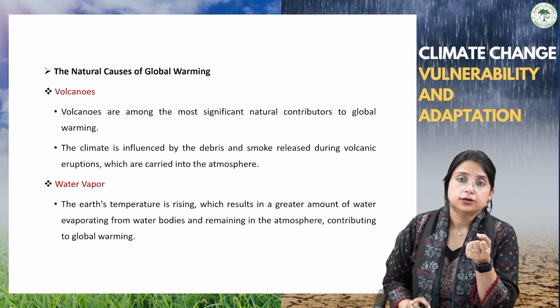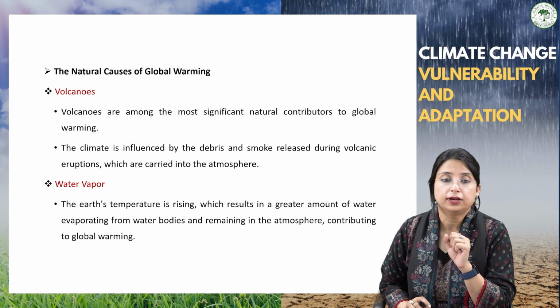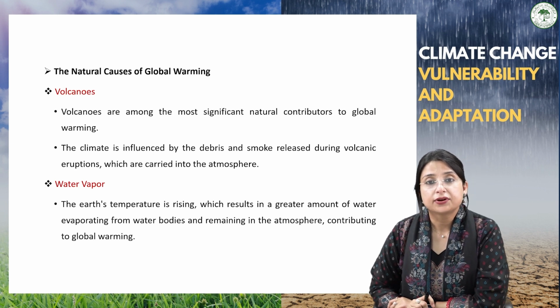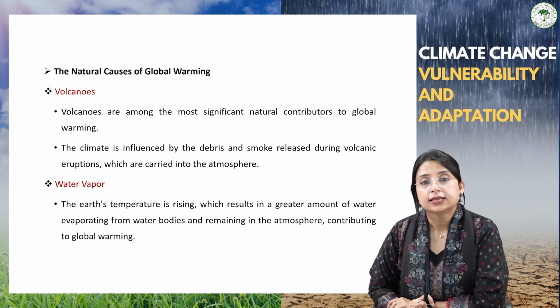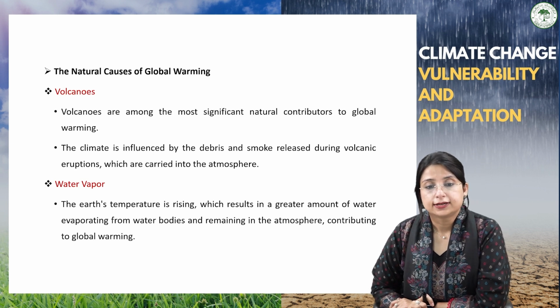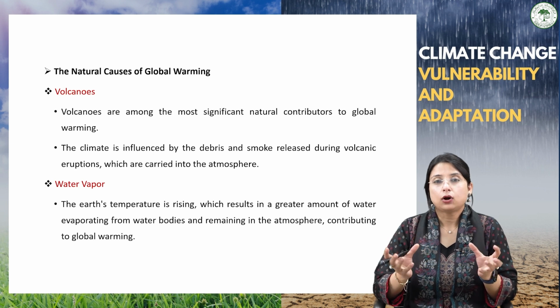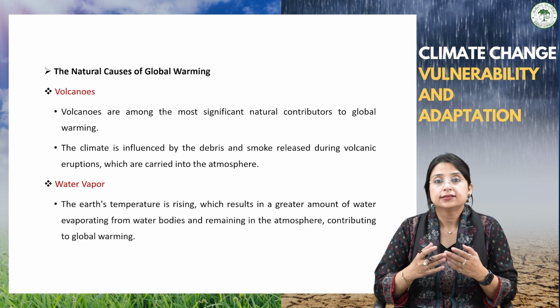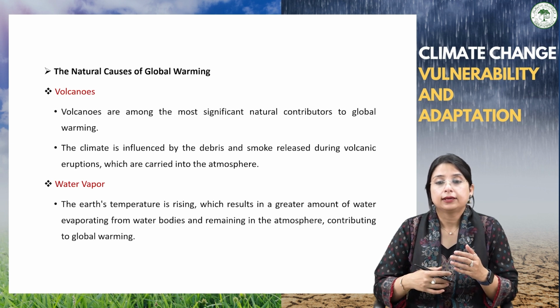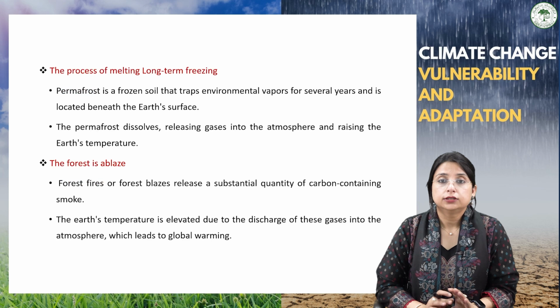The most prominent causes here are volcanoes and water vapor. We know that volcanoes are among the most significant natural contributors to global warming. The climate is influenced by the debris and smoke released by volcanic eruptions, which are carried into the atmosphere. This smoke, these particles, are responsible for absorbing more heat in the atmosphere. When we talk about water vapor, we know Earth's temperature is rising, which is resulting in a greater amount of evaporation. It means a sort of positive feedback loop is created here. Earth's temperature is rising, elevating the evapotranspiration, even evaporation from the water bodies, and this water vapor remains in the atmosphere, which contributes to further global warming.